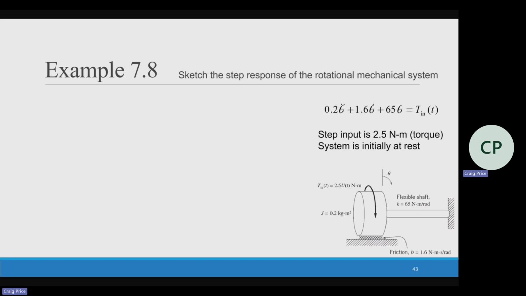Well, welcome back. This is example 7.8, and this is a rotational problem. These are supposed to be thetas, but sometimes PowerPoint cuts them off. So what we want to do is sketch the step response of the rotational mechanical system as well as we can. That means finding some of those important things we were talking about: settling time, maximum overshoot. We obviously want to find where the steady state value is going to be. So there's a few things we've got to do here.